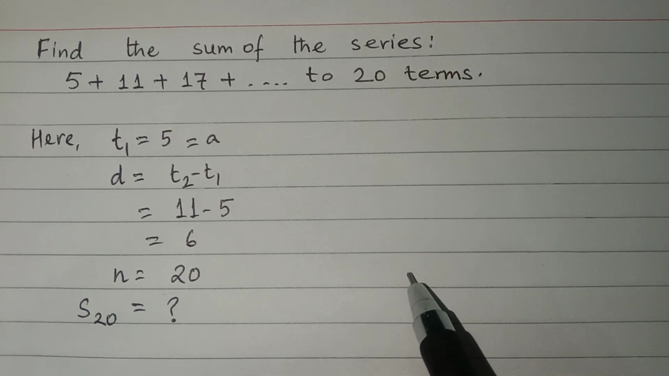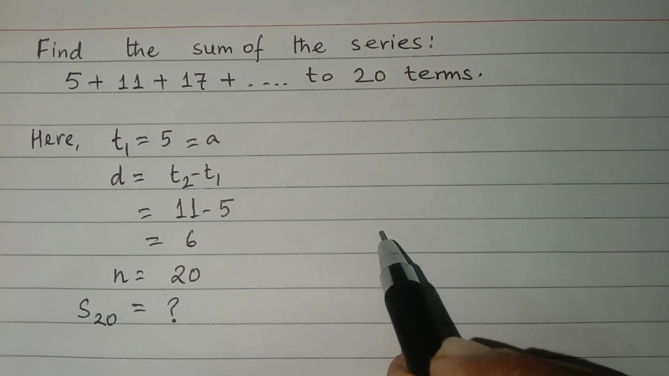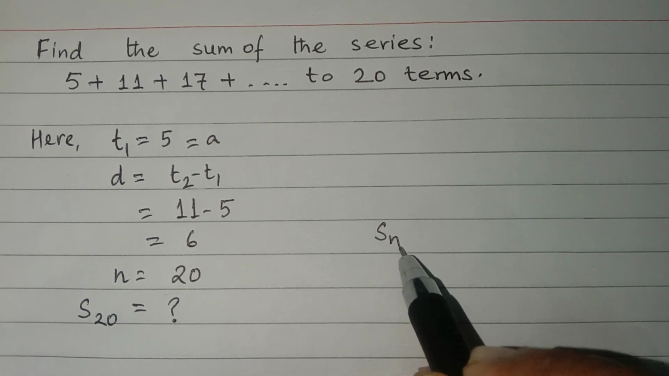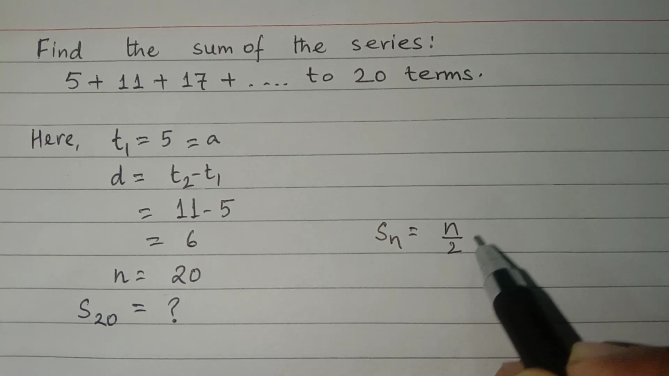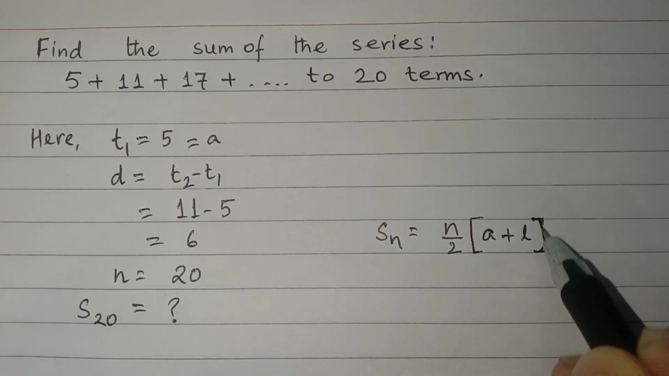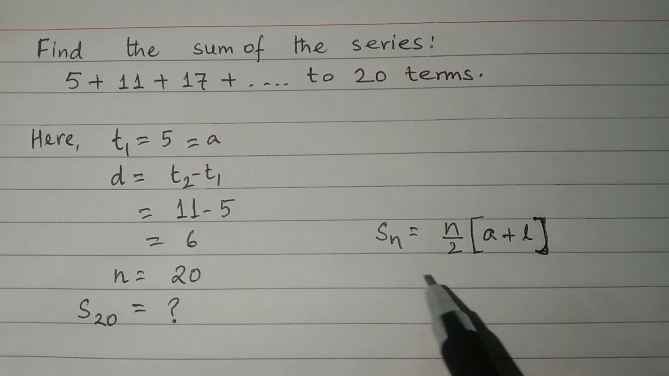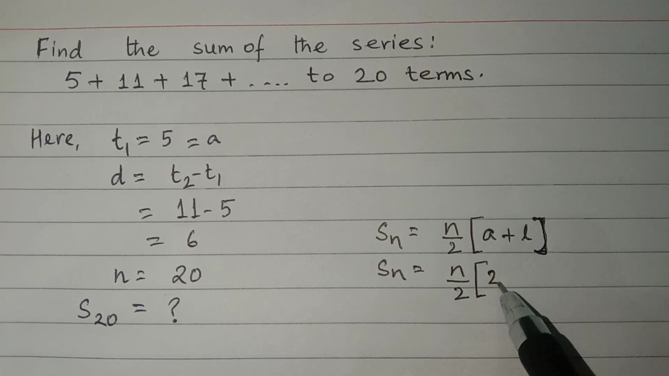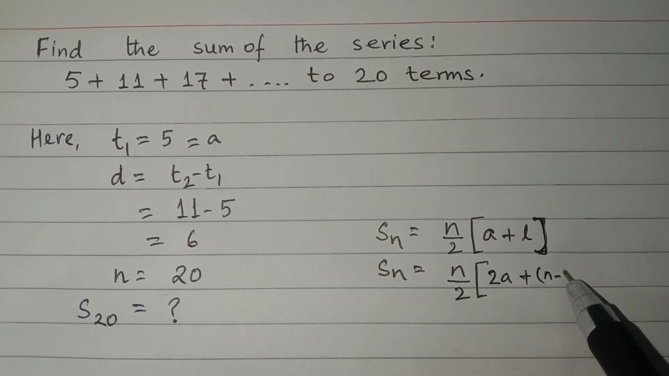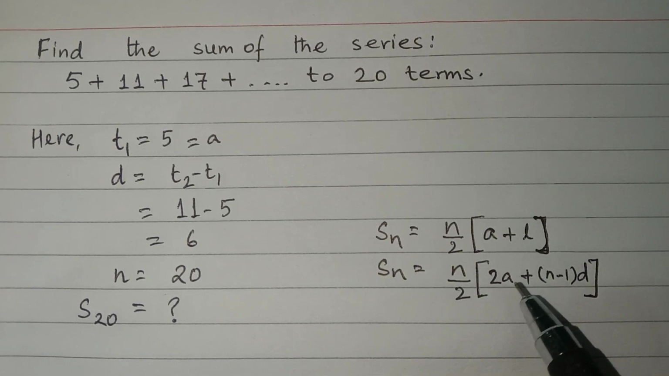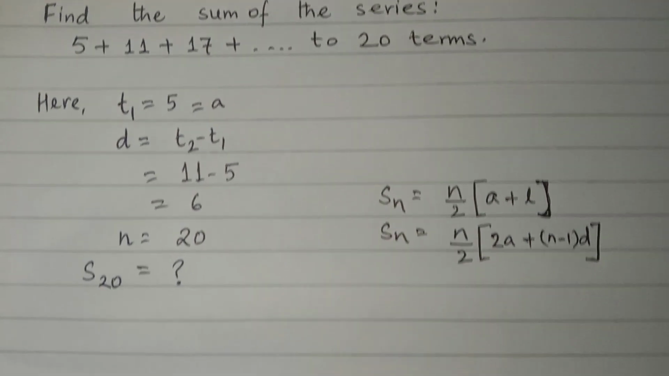Okay, so let me tell you, in an arithmetic sequence, series or progression, we find the sum of n terms as n by 2 times (a plus l), where l is the last term and a is the first term. Another formula is that the sum of n terms is n by 2 times (2a plus (n minus 1) times d). So here we don't know the last term, so we are going to use this second formula. Okay, so now let's do it.